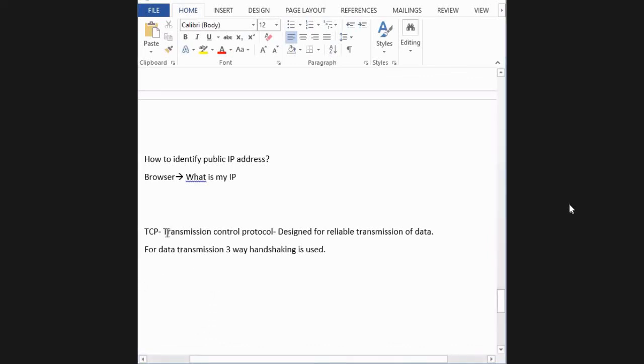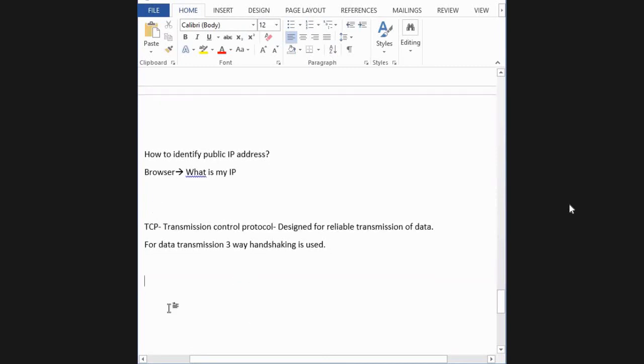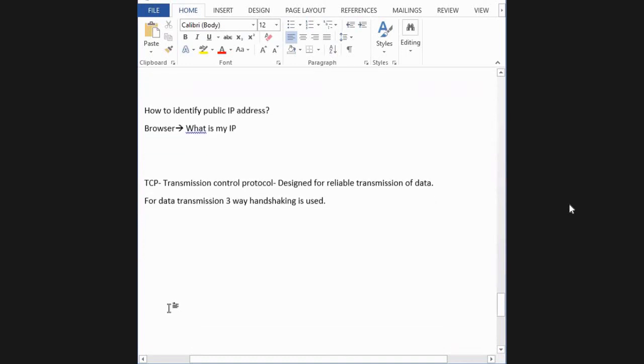So I am discussing the TCP 3-way handshaking. It's related to TCP only. It's not for the data transmission or something. TCP uses this step to establish a connection, and then only it will start sending data or whatever it will be.